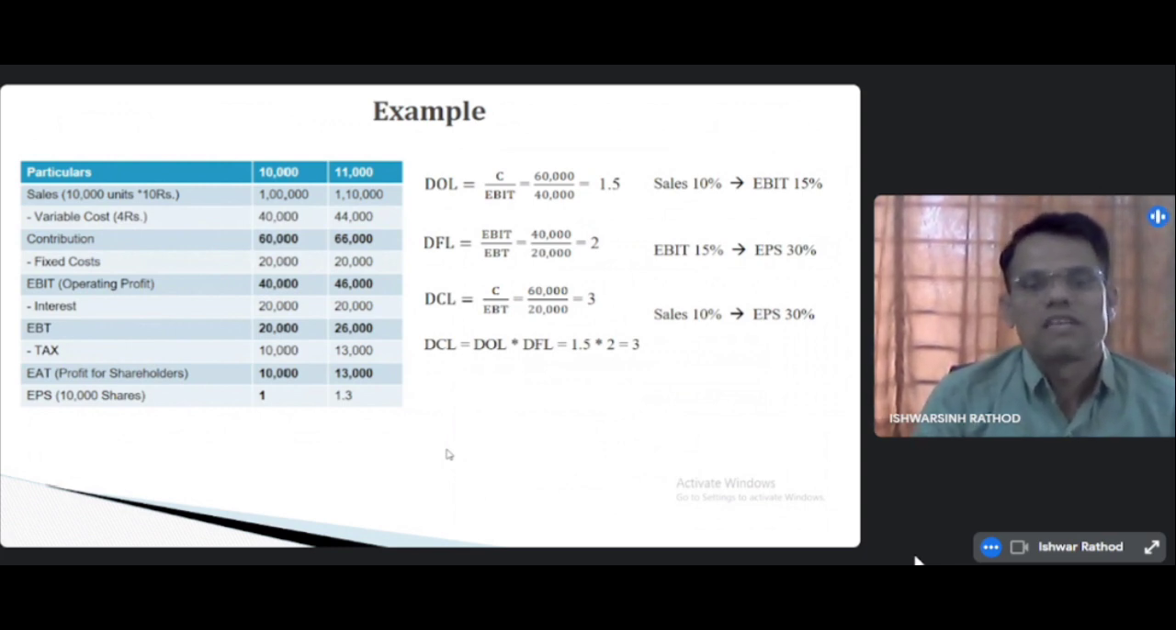Degree of combined leverage is equal to contribution divided by EBT: 60,000 divided by 20,000, so DCL is equal to 3. If sales increase by 10%, EPS will increase by 30%. Another formula: degree of combined leverage is equal to degree of operating leverage multiplied by degree of financial leverage: 1.5 multiplied by 2 is equal to 3, the degree of combined leverage.